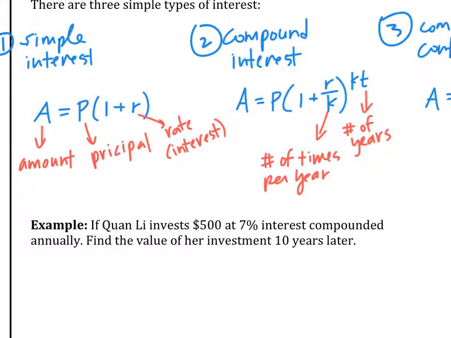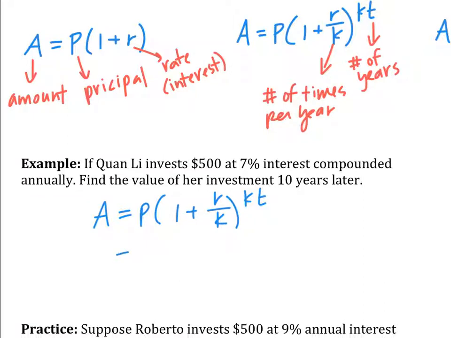All right, so let's solve this one. Okay, so we're going to use number 2. So let's put that formula there. P times (1 plus R over K) to the KT. All right, we want to figure out how much money she gets at the end. So that's A. P is what? 500. Principal means the amount you put in. All right, people over here, what is R? What number do I put in? 7%. 0.07. Yes, 0.07.